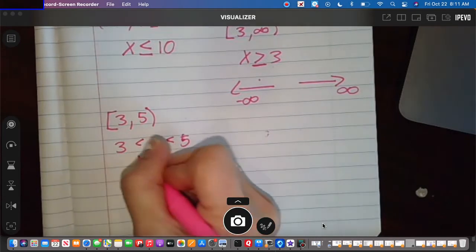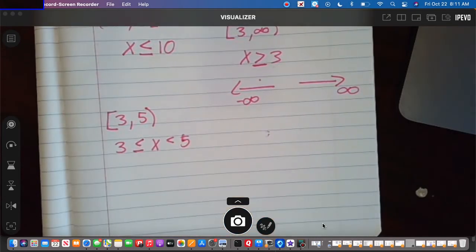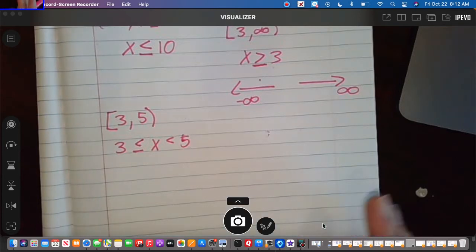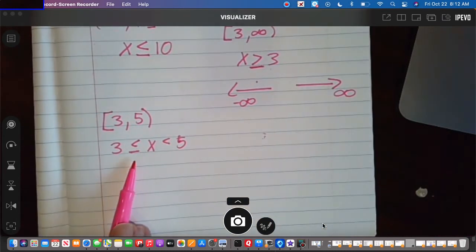Wait, so they always face that way? When you're writing it like this. Okay. When you write it in between, it should always face that way. If it doesn't, that would be difficult to understand. I just don't see them doing that to you. If we're doing interval notation, always put them this way, on this type of problem.